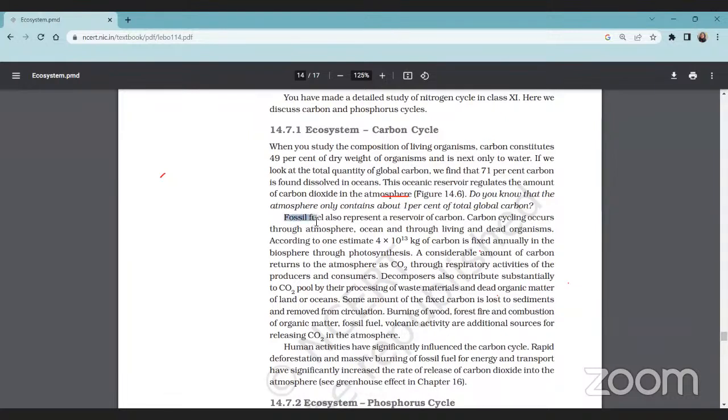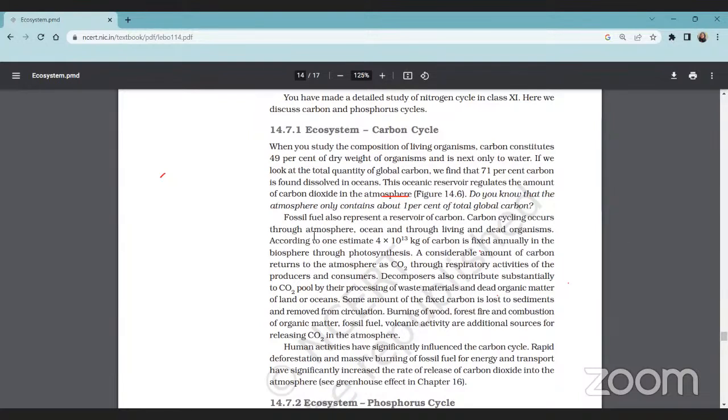Next, fossil fuels also represent a reservoir of carbon. Fossil fuels means petrol and kerosene. They also represent a reservoir of carbon. The carbon cycle occurs through the atmosphere, oceans, and through living and dead organisms. When the dead organisms are mixed in the soil, they form fuels.